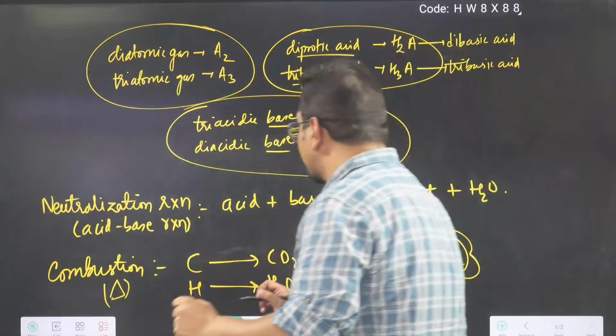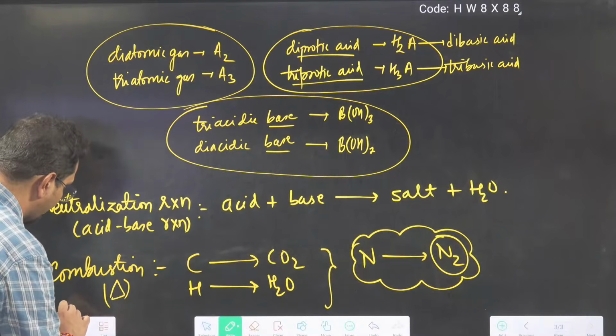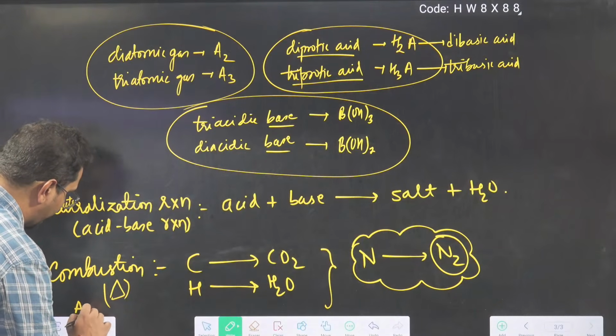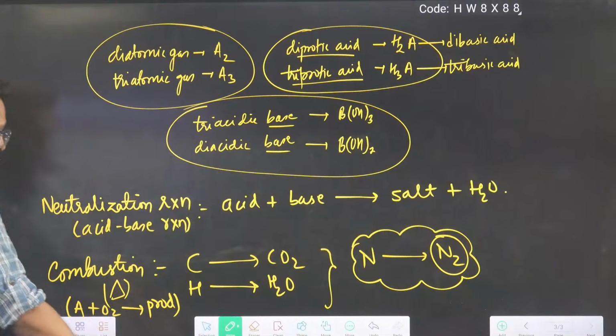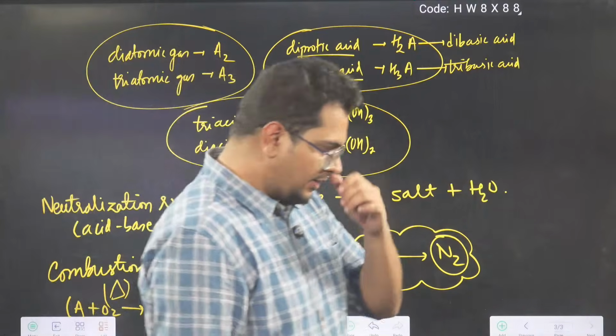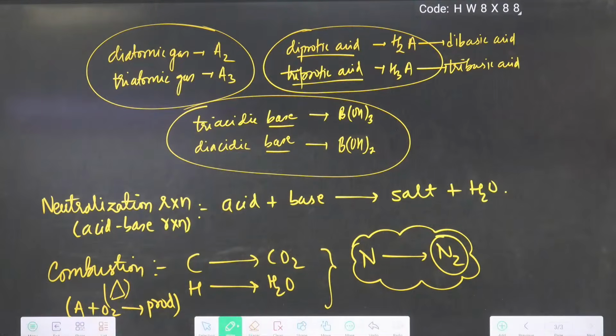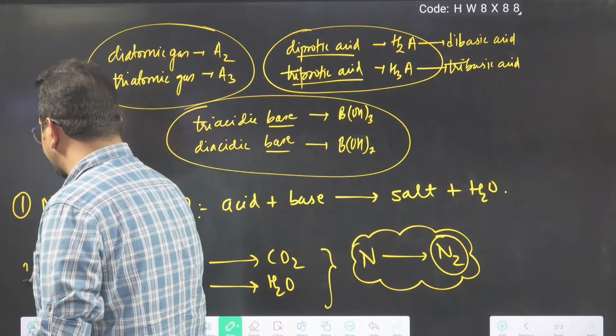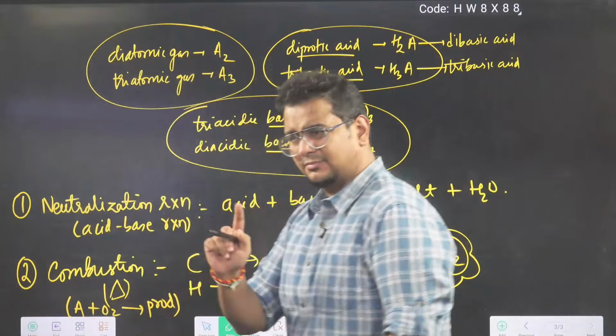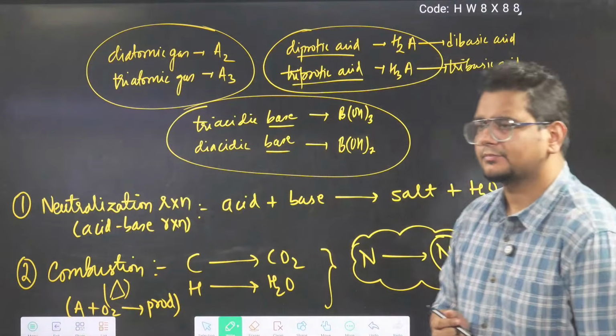And what's the meaning of combustion? Combustion means, for example, A plus O2 giving you product. This kind of reaction is combustion. Burning in the presence of O2 is combustion. These two things I want you to remember right now. I will use it in the next class, but revise and come.